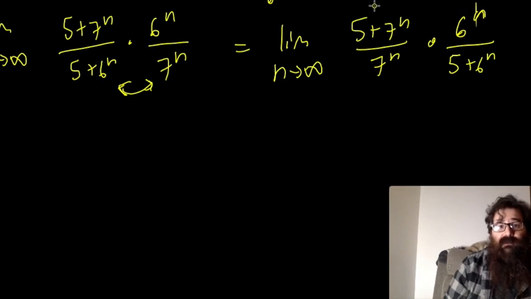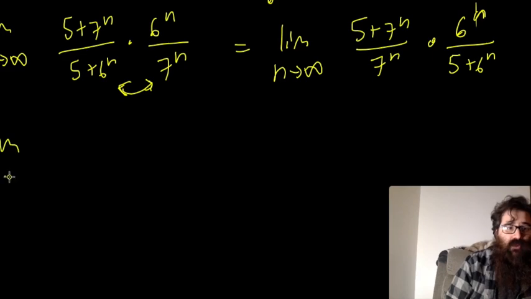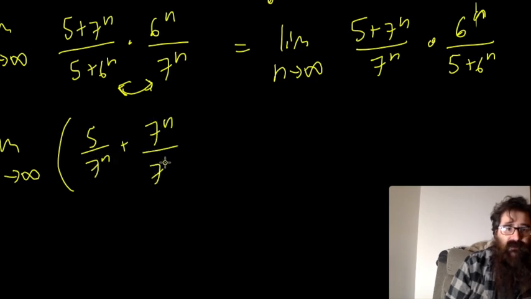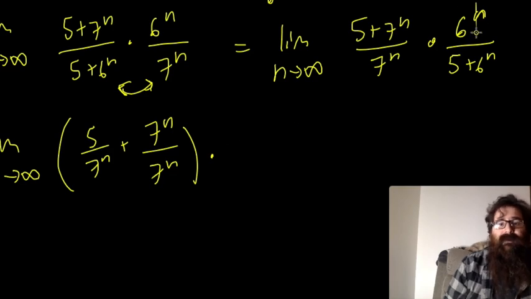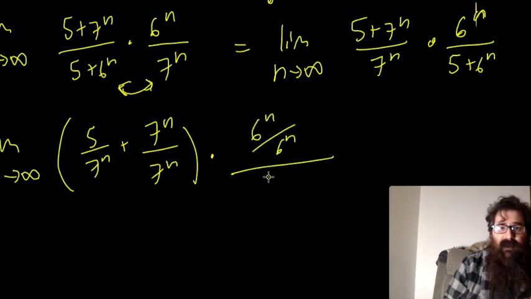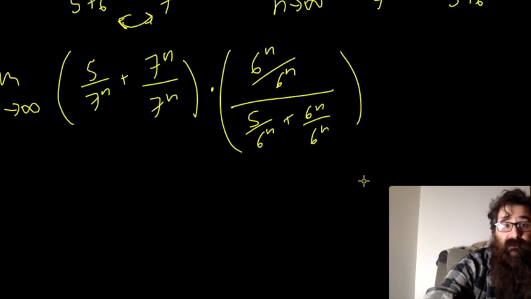Now, with this first fraction, I can actually just break up the numerator, which is always a nice move to make if we can. So that's going to be 5 over 7 to the n plus 7 to the n over 7 to the n. But then here, I can't break up a denominator. We have a similar trick that we would use. We would divide everything by 6 to the n from the denominator. So I would do 6 to the n over 6 to the n divided by 5 over 6 to the n plus 6 to the n over 6 to the n. And then I would reduce these where I can.